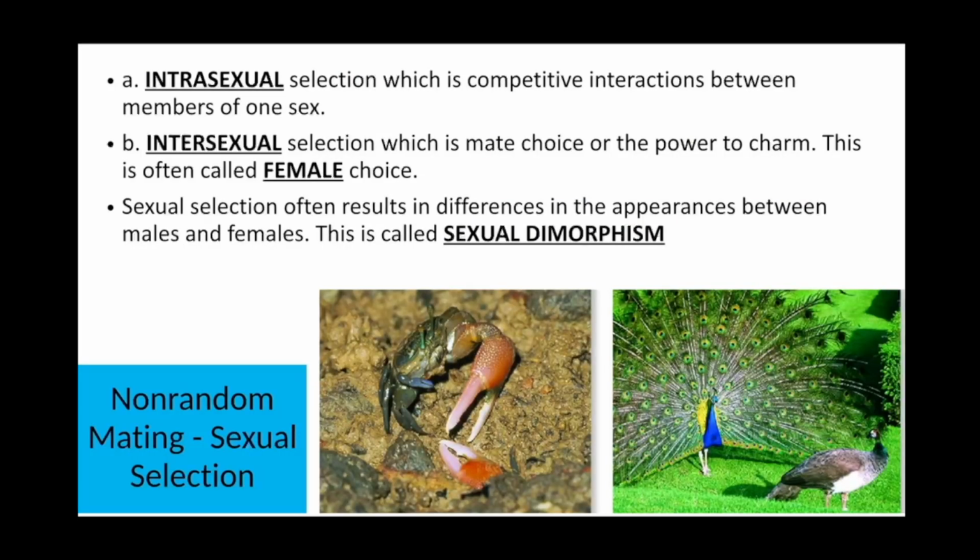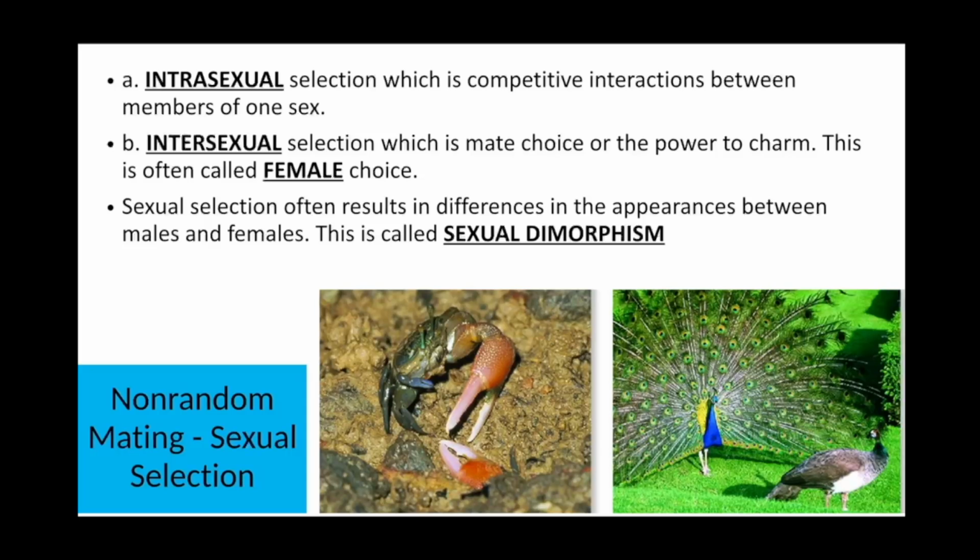We have two types of sexual selection. We have intrasexual and intersexual. Intrasexual selection is competitive interactions between members of the same sex. So, for example, two bucks, males ramming horns and trying to compete for a mate. So the males are competing with the males to attract a female.